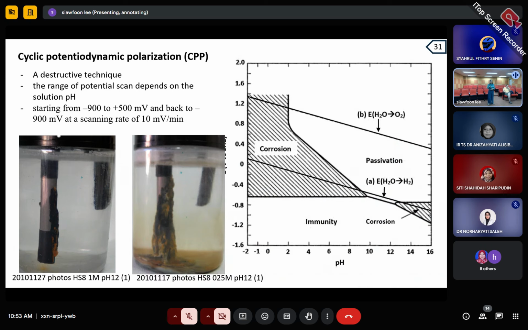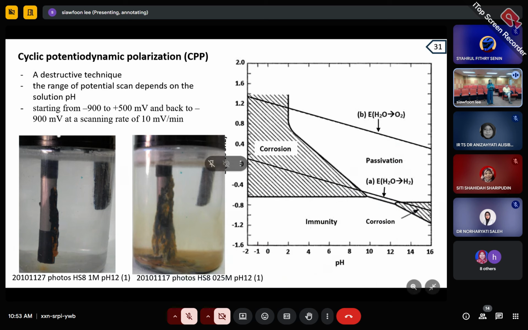That is almost over the line where water changes to oxygen gas. In this case, when you turn back again, you actually destroy your steel, and this is the reason you get a lot of corrosion. But if this is a destructive technique, you may wonder why we use it and why we need it.